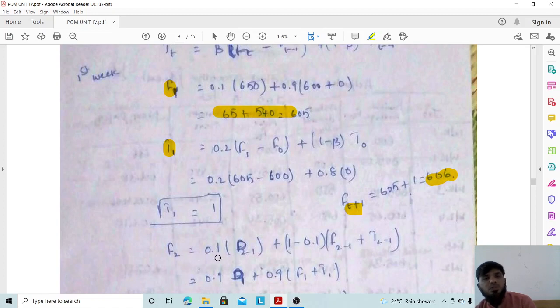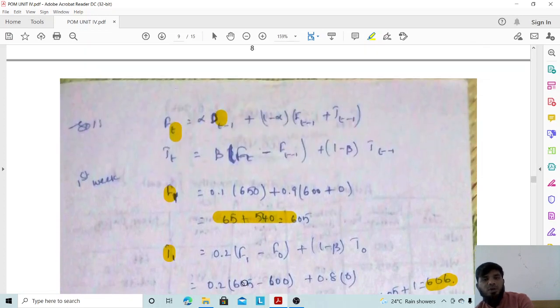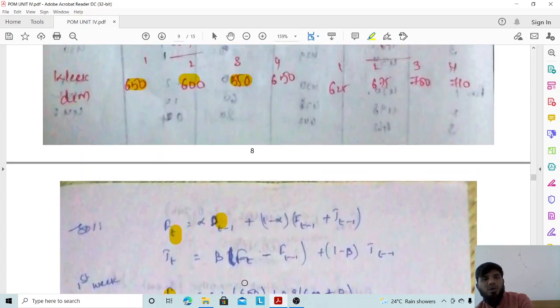F2 is equal to 0.1 of D2 minus 1 plus 1 minus 0.1, that is nothing but alpha D(t-1) plus 1 minus alpha of F(t-1) plus T(t-1). Okay, 0.1 of D1 plus 0.9 of F1 plus T1. So the demand D1 is nothing but, again here you have to take 650 or 600, whatever is the demand you have been given. What is the particular demand you have to take?